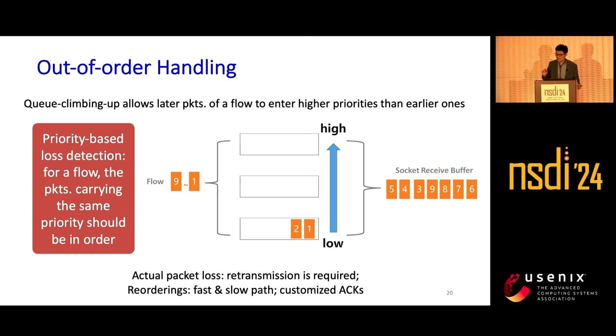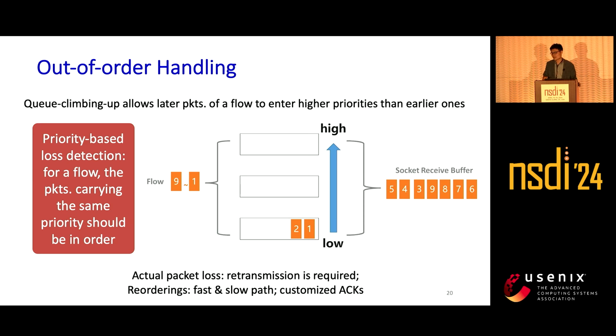So we present a priority-based loss detection mechanism at the receiver, and its key idea is to leverage the fact that the packets carrying the same priority belonging to the same flow should be in order, and a gap within the same priority should be identified as a loss. So with this approach, we can quickly detect and differentiate real packet loss from reordering.